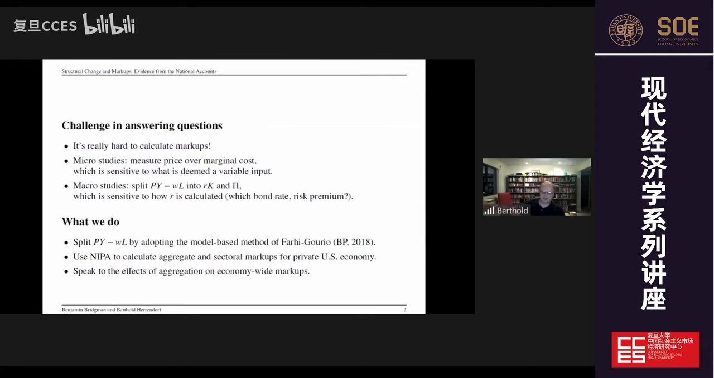We then use the National Income and Product Accounts, NIPA, to calculate aggregate and sectoral markups for the private U.S. economy. And we speak to the effects of aggregation on the economy-wide markups.